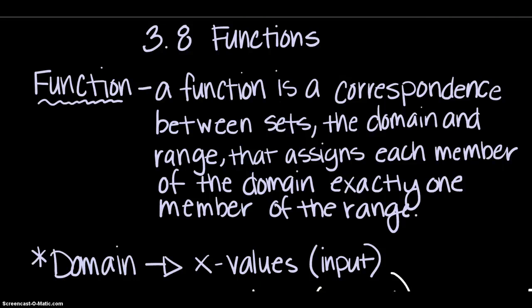Alright, so today we're going to learn 3.8. This is 3.8 from the Dolciani Algebra 2 book, and 3.8 is about functions. A function is a correspondence between sets, the domain and the range, that assigns each member of the domain exactly one member of the range.